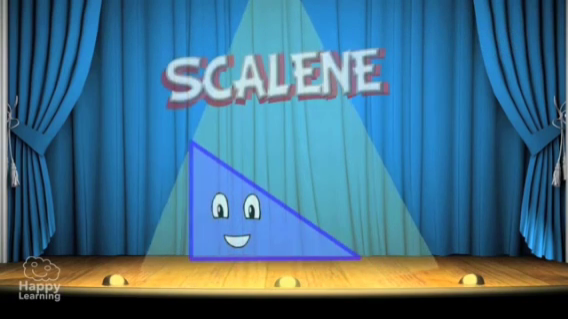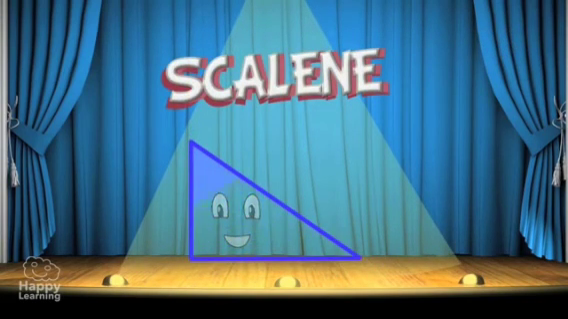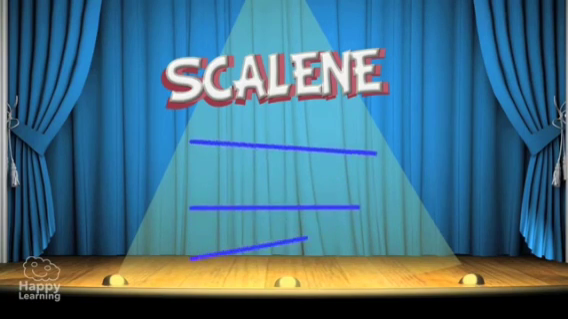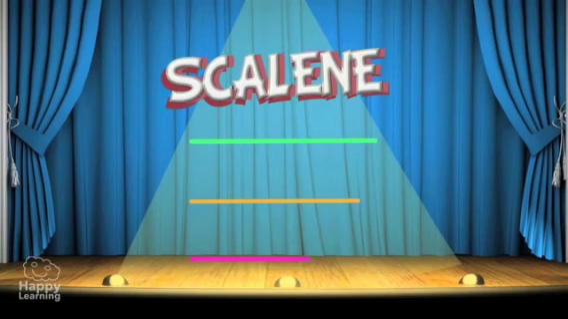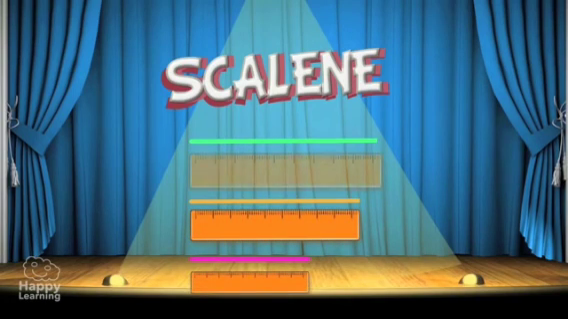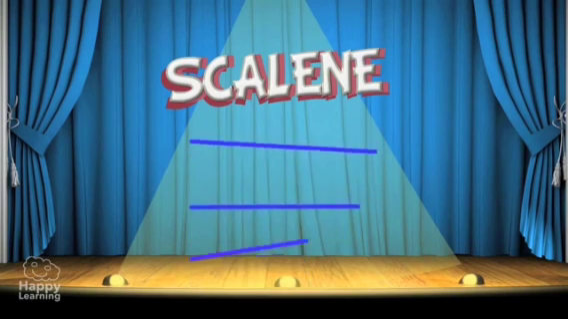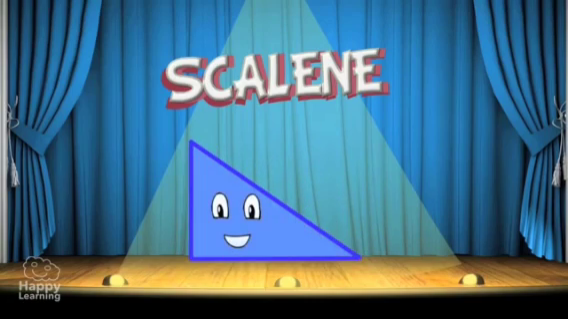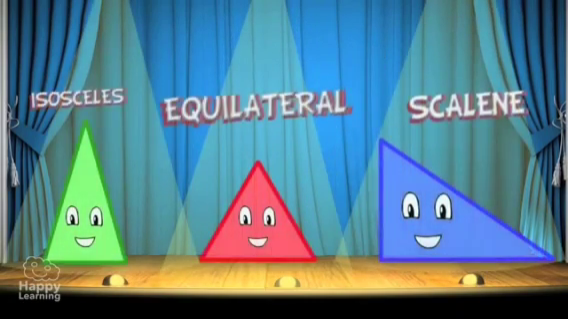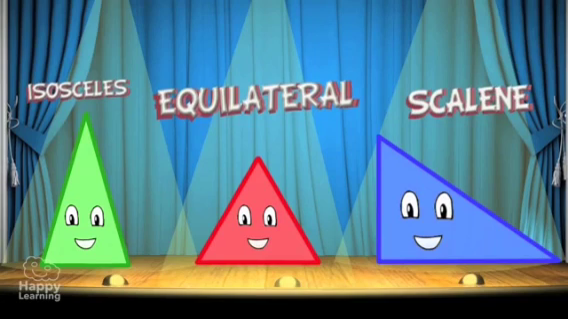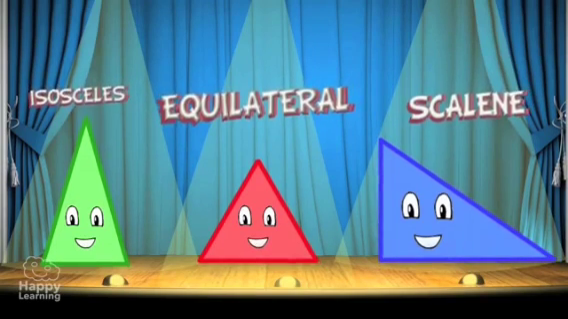And finally, let's look at a scalene triangle. All three sides are a different length, see? Easy, eh? A scalene triangle is the one with three different length sides. None of its sides are equal. Maybe if they didn't have such strange names, it'd be easier to remember them. So let's look again, just so we don't forget.